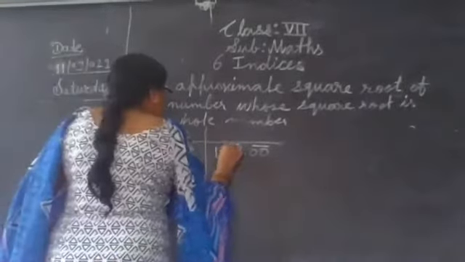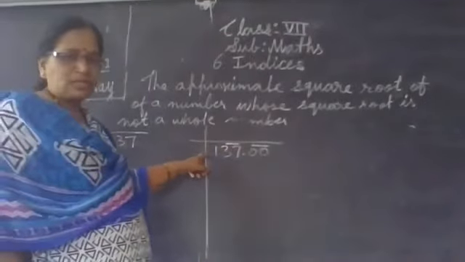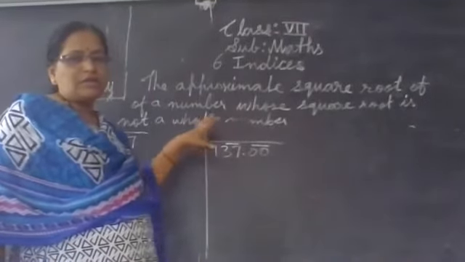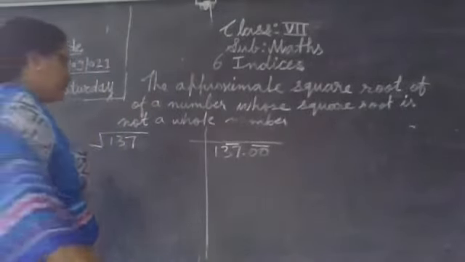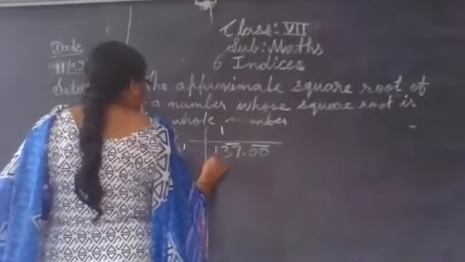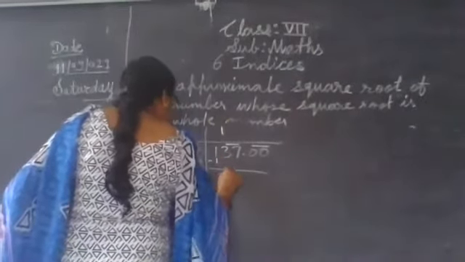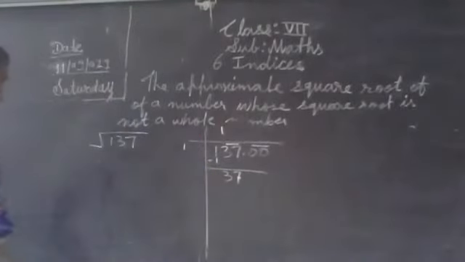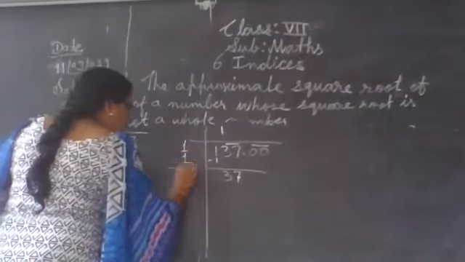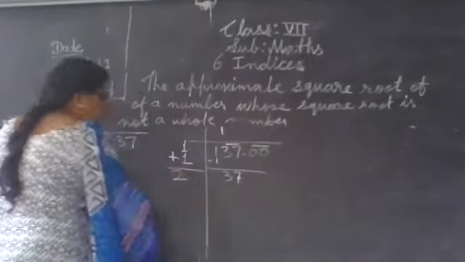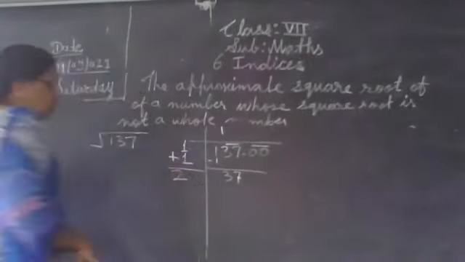So you have to choose a number which is the perfect square of this first digit or the nearest perfect square. So it is 1. 1 one is 1. Subtract. It is 37. Now add the same number. 1 plus 1 is 2. Now with 37, again you have to add a number beside this 2 and multiply the new number with the same number.